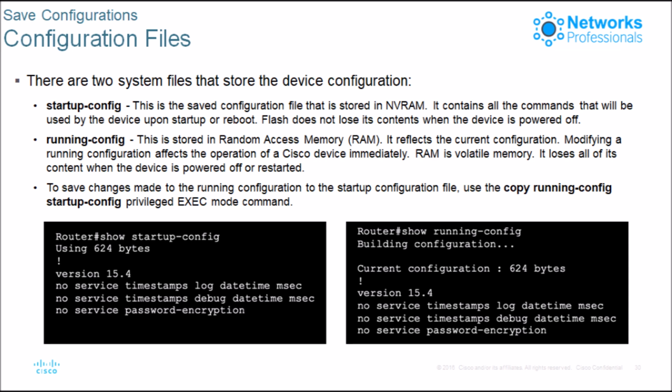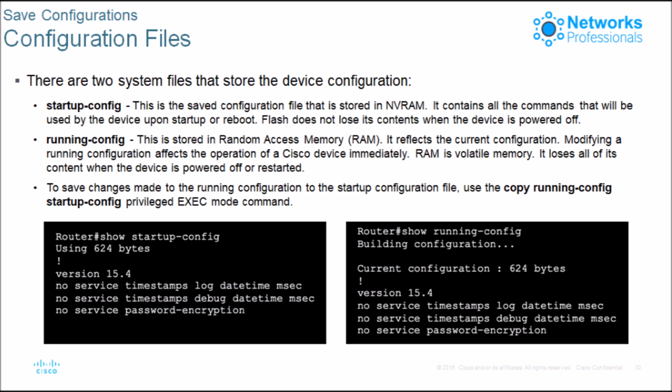Running config: this is stored in random access memory, RAM. It reflects the current configuration. Modifying a running configuration affects the operation of a Cisco device immediately. RAM is volatile memory. It loses all of its content when the device is powered off or restarted. The show running-config privileged exec mode command is used to view this configuration file.